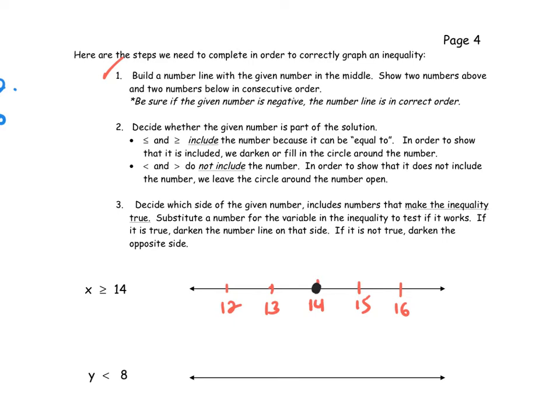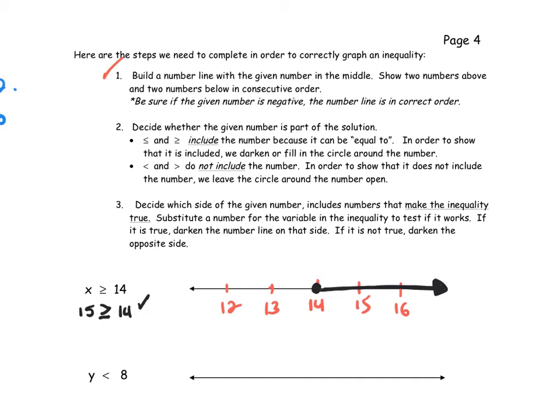So now if I'm going to decide all the numbers that are greater than 14, I could test it before I graph it. So I think that these numbers are greater than 14. I'm going to choose one of them. I'm going to replace it where the x is and say, is 15 greater than or equal to 14? Well, it is greater than. As long as it fulfills one of those requests, it's true. So that means I am going to graph the right side of 14. So all of those numbers are greater than 14.